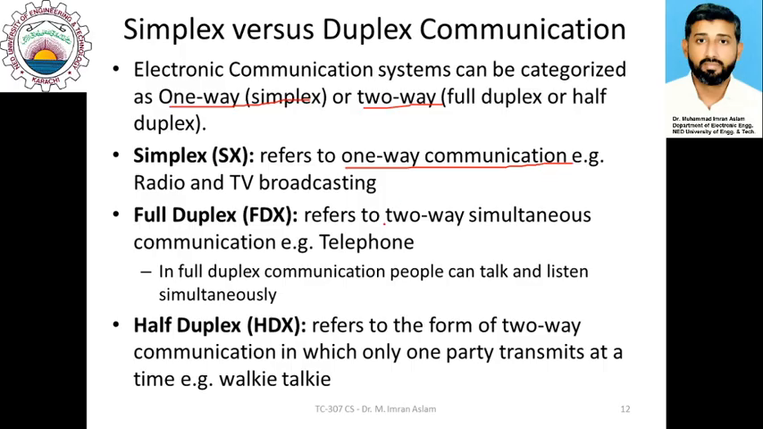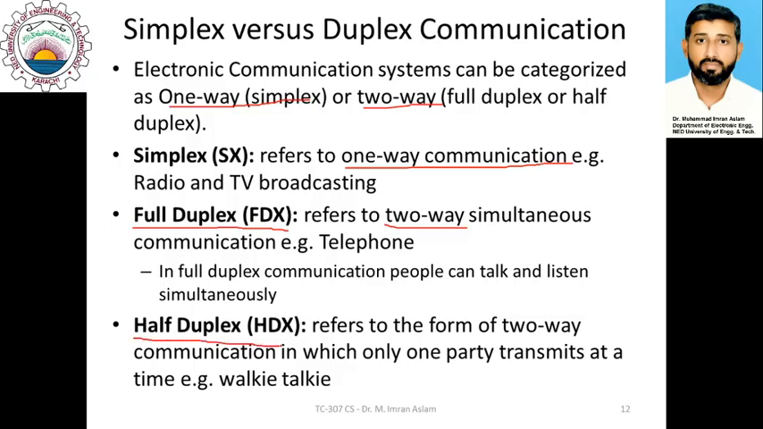Sometimes we have two-way communication, which is named as full duplex communication, where we can establish communication simultaneously in two directions. For example, our cell phone or mobile or traditional telephones, we can talk and we can listen simultaneously. So we can have communication in both directions simultaneously.